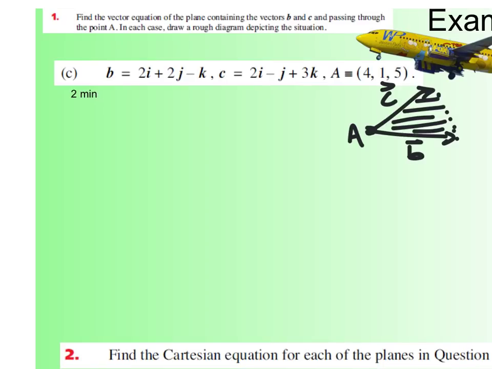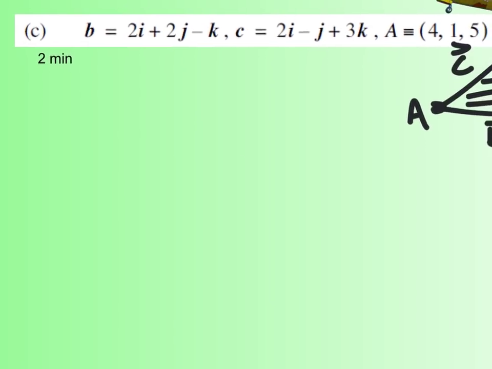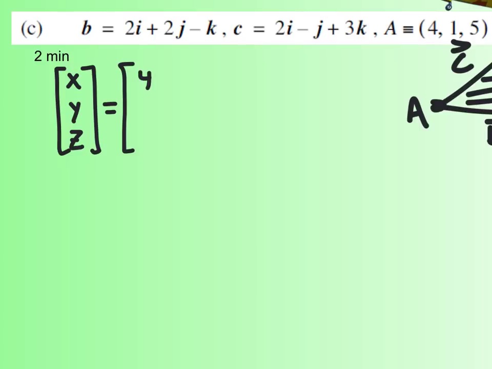So the vector equation is what we first want to write out, and that vector equation is going to look like this. X, Y, oh my gosh, it's way too small. Let's try again. Keep the point there. There we go. X, Y, Z. Where do we start? We start at A: 4, 1, 5.